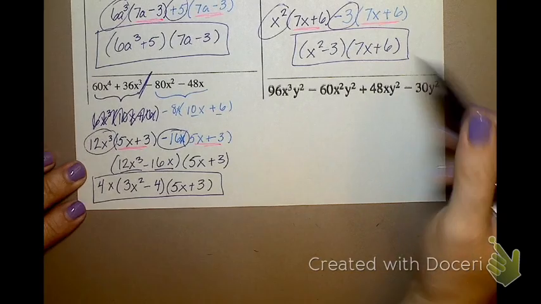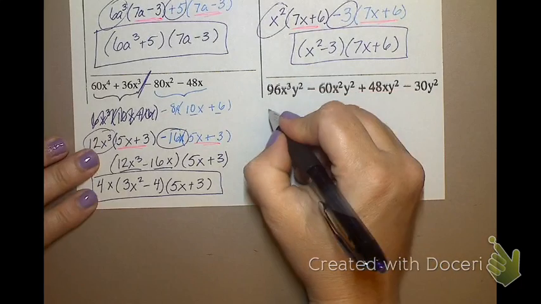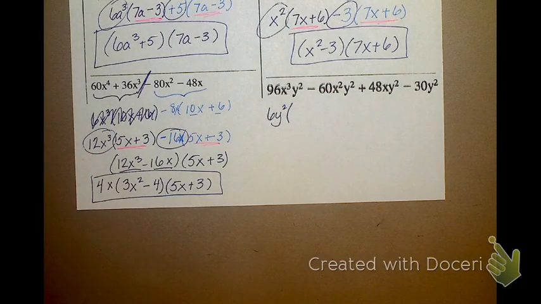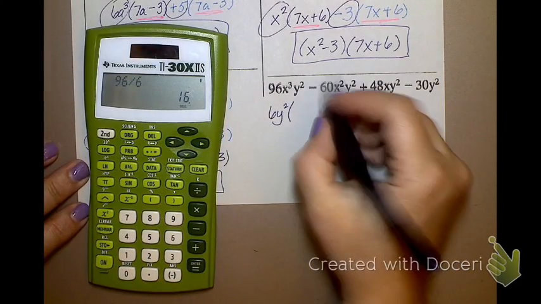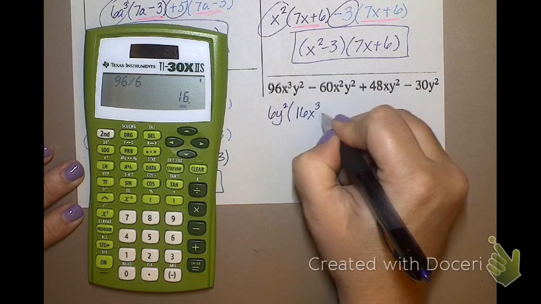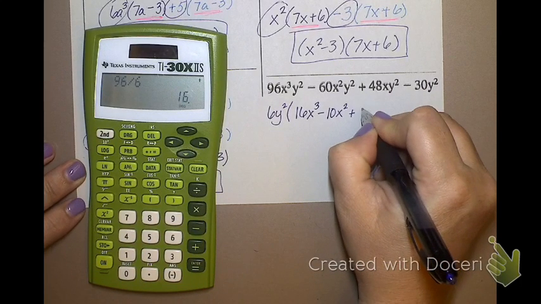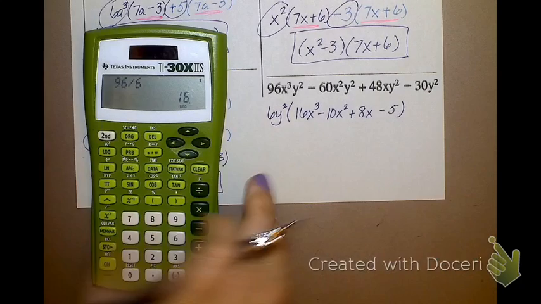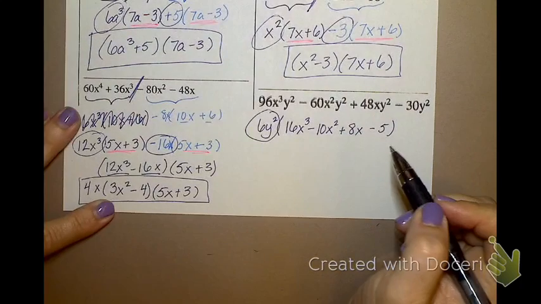All right, is there anything that all of those terms have in common? 6y squared. Okay, so let's see. 6y squared. What's 96 divided by 6? I don't know that off the top of my head. That would be 16 what? x to the third minus 10x to the second plus 8x minus 5. So far, so good? So that will need to be in my final answer.